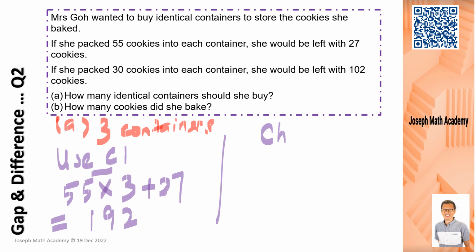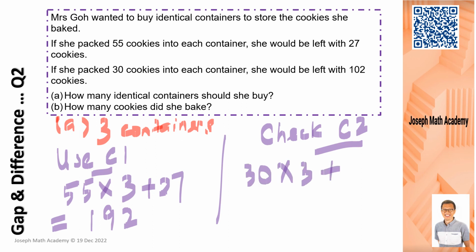Then we check using our case 2. Right? If she packed 30 cookies in each container, she would have 102 left. So again, using order of operation, calculate this, you will still get 192. So it means that 192 is the answer for part B.